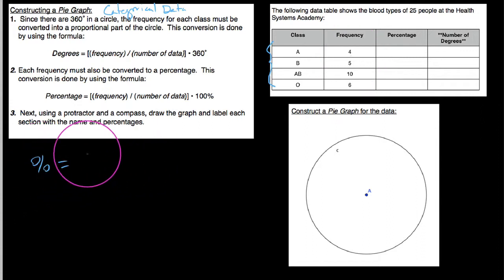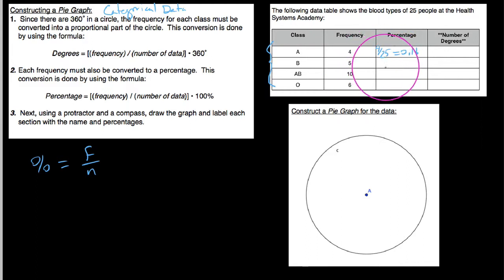Remember, a percentage is equal to the frequency divided by the total number of the data. In other words, for type A, the percentage here would be the frequency 4 divided by the total number of people here, which is 25, our N. So we say 4/25, which is the same thing as 0.16, so 16%, okay?